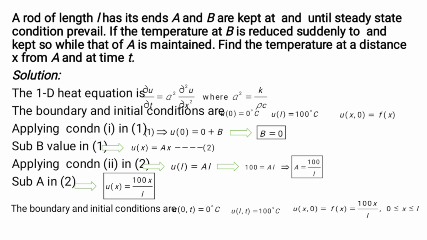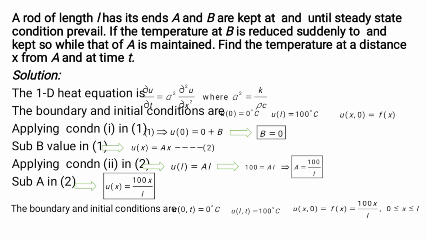Now one example. A rod of length L has its ends A and B kept at given temperatures until steady state conditions prevail. If the temperature at B is reduced suddenly and kept so while that of A is maintained, find the temperature at a distance x from A at time t. The one-dimensional heat equation is ∂u/∂t = α² ∂²u/∂x², where α² = k/ρc. And the conditions are u(0) = 0, u(L) = 100, and u(x, 0) = f(x).